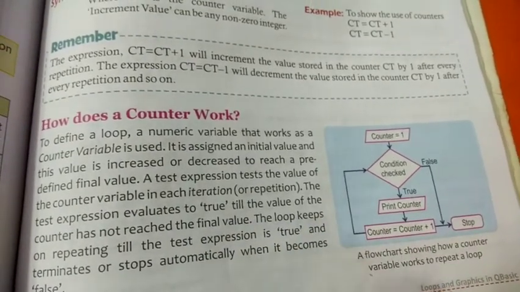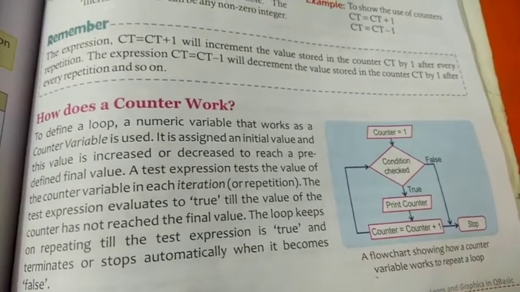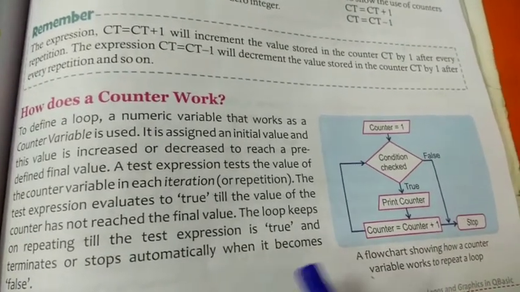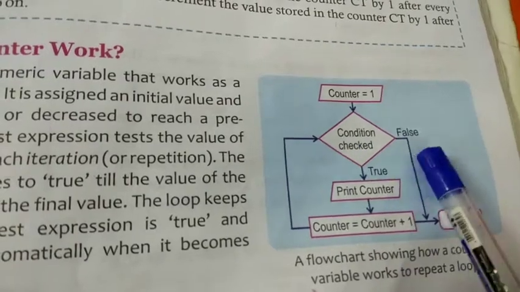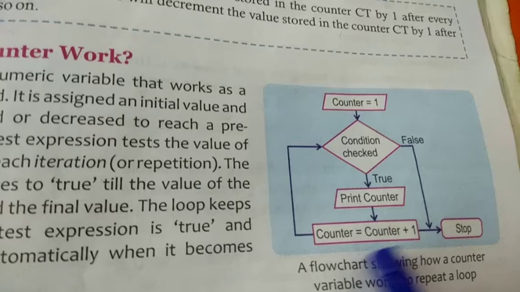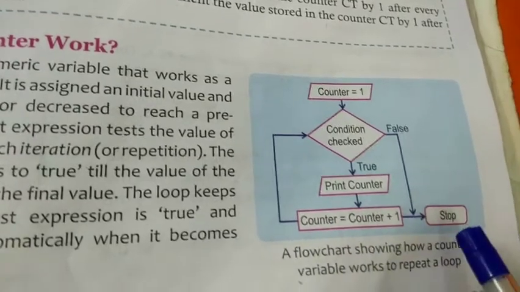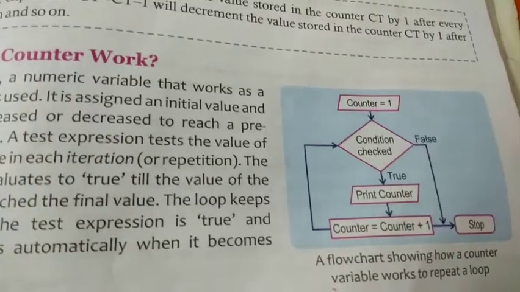So the loop keeps on repeating till the test expression is true, and the loop terminates or stops automatically when it becomes false. Okay, so check this statement in this flowchart. First counter, first the condition is checked, false or true, and then print. You can print in this statement counter plus first, then stop. So this is a flowchart showing how a counter variable works to repeat a loop.